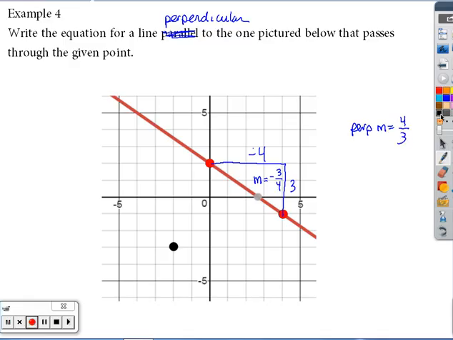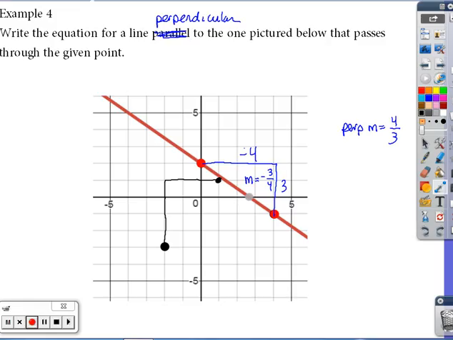So like we did before, I'm going to start at this coordinate here. I'm going to go up 4 now, 4/3. And I should be able to draw that perpendicular line that goes through those 2 points. So that line's perpendicular to the red one.